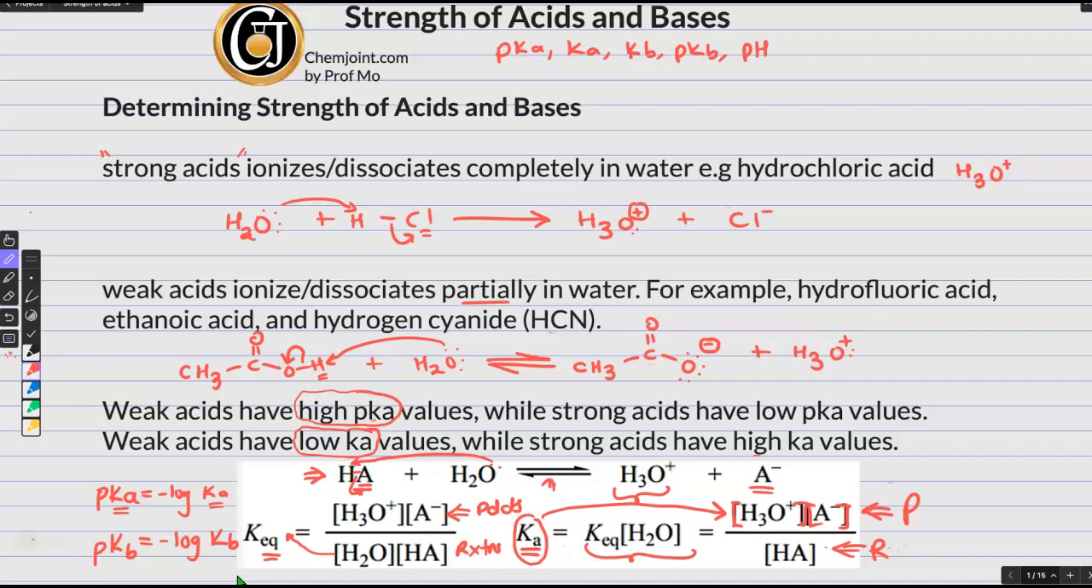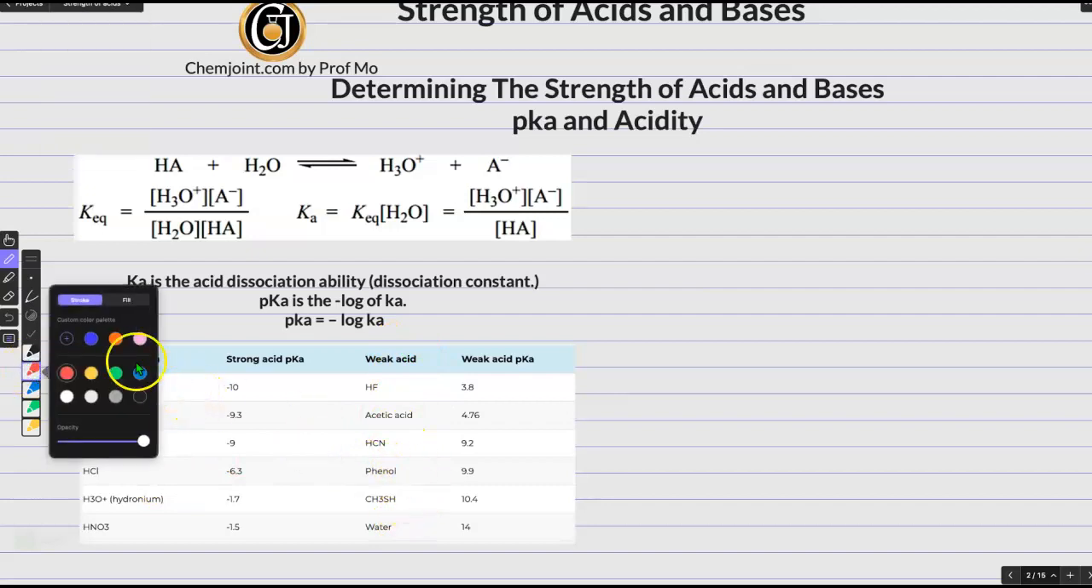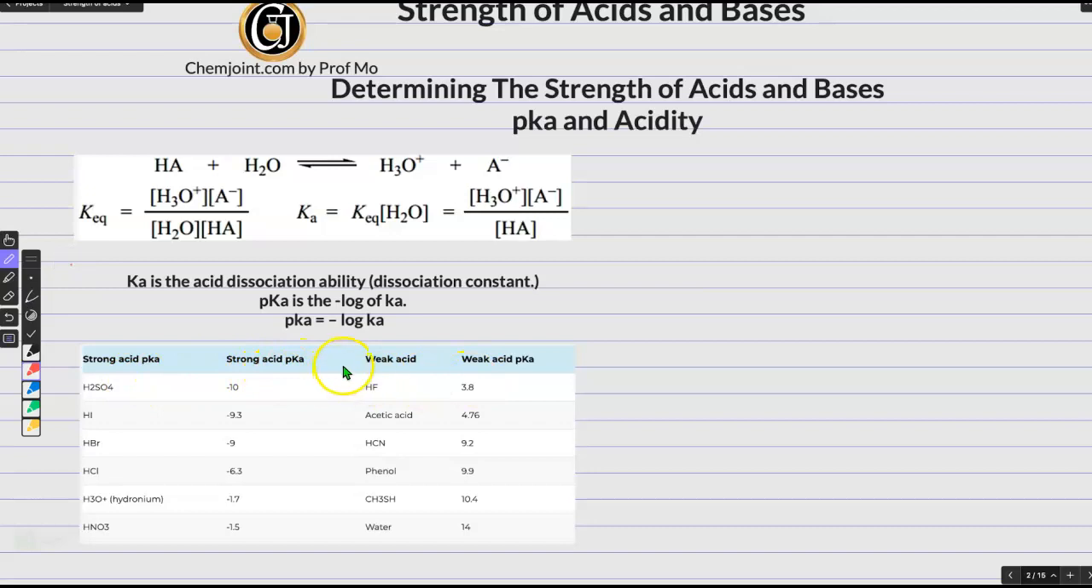Alright, so let's see examples of these strong acids and bases. Here you have a table of a strong acid and a weak acid compared. We have strong acids compared to weak acids with their pKa's. So let me cut the table like this. Sulfuric acid has -10. We say the lower the pKa, the stronger the acid. So acidity increases like this, because that's -10 and this is -1.5.